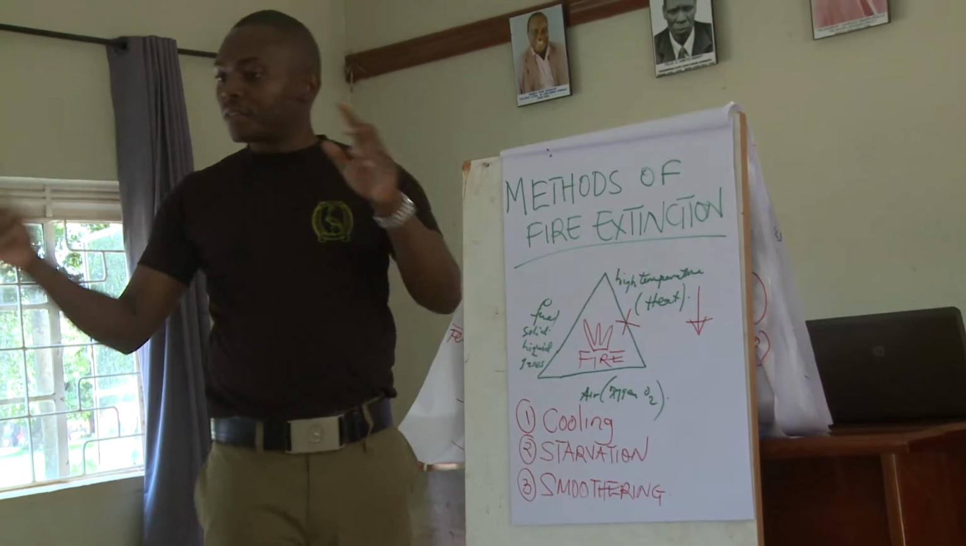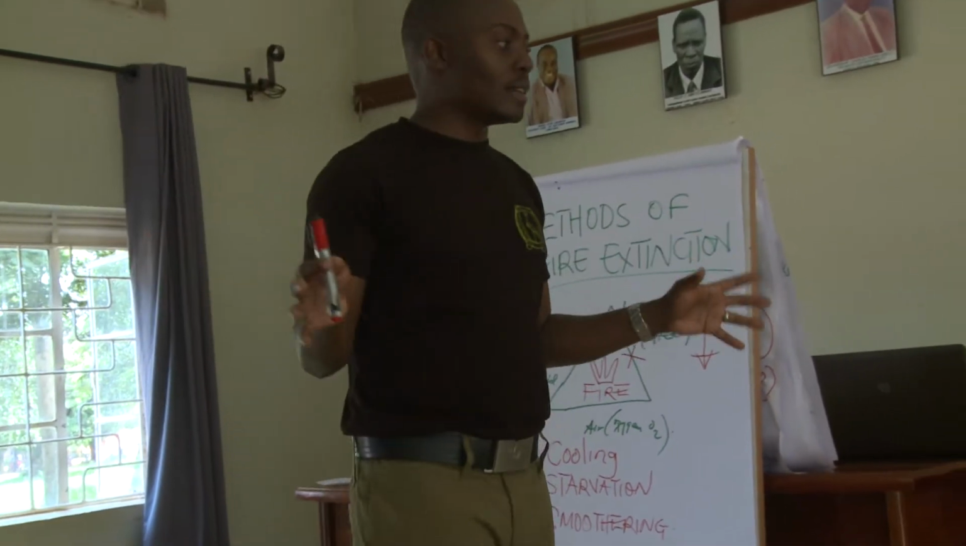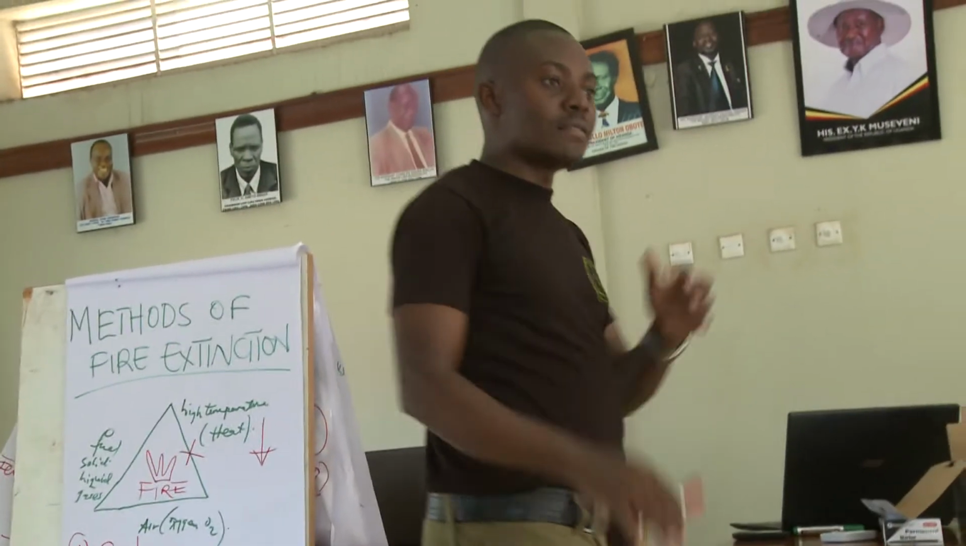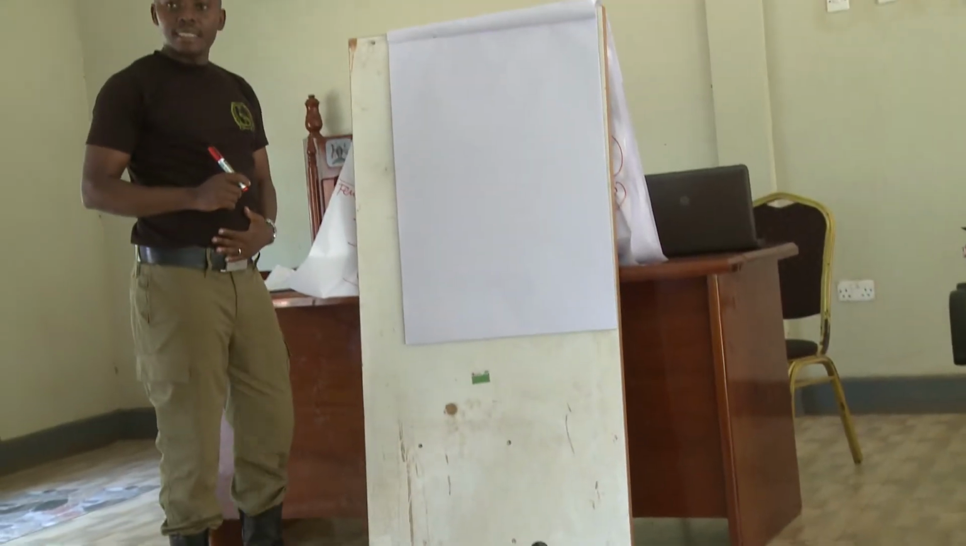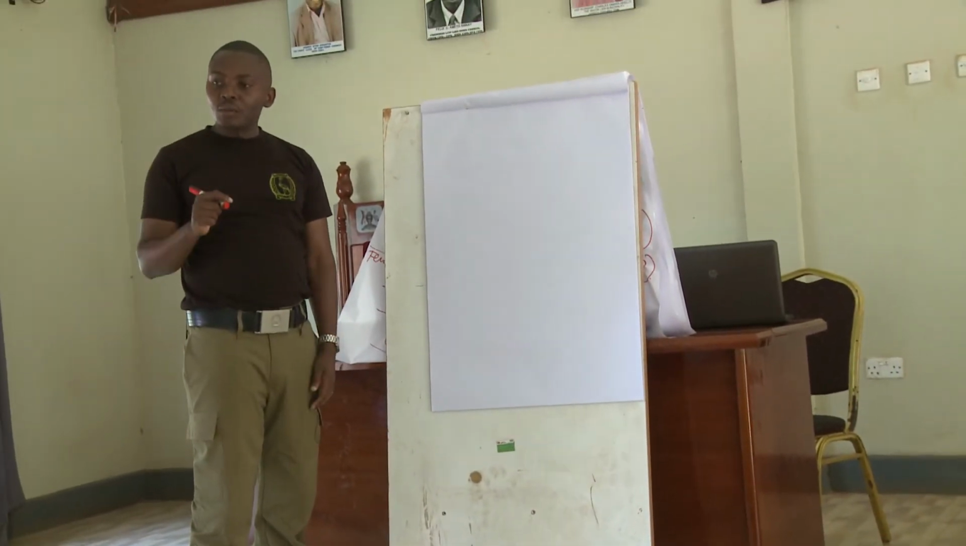Now, how do we starve the fire? That's what we want to look at. How do we starve the fire? Any idea? Yes? By removing the combustible material from the fire. You guys are very good. So, how do we starve the fire? By removing the burning materials from the fire.